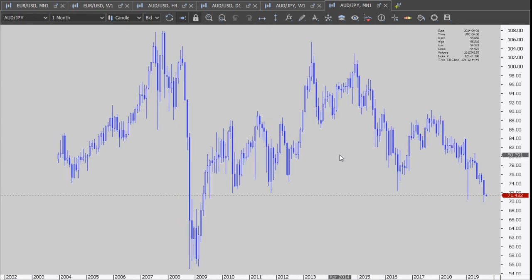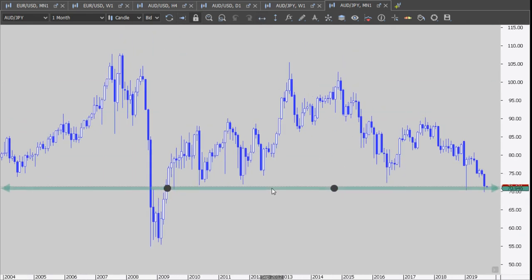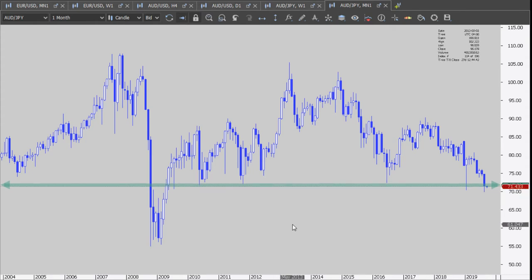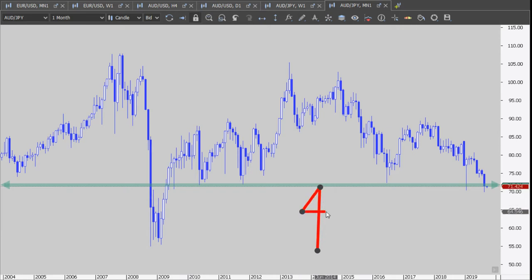Okay, AUD JPY. Okay, what is this level here, everybody? What is this level? Max and Victor, what is this level? Is this support? Is this resistance? Is this a pivot point? This is the AUD JPY monthly chart. What is this level, everybody?